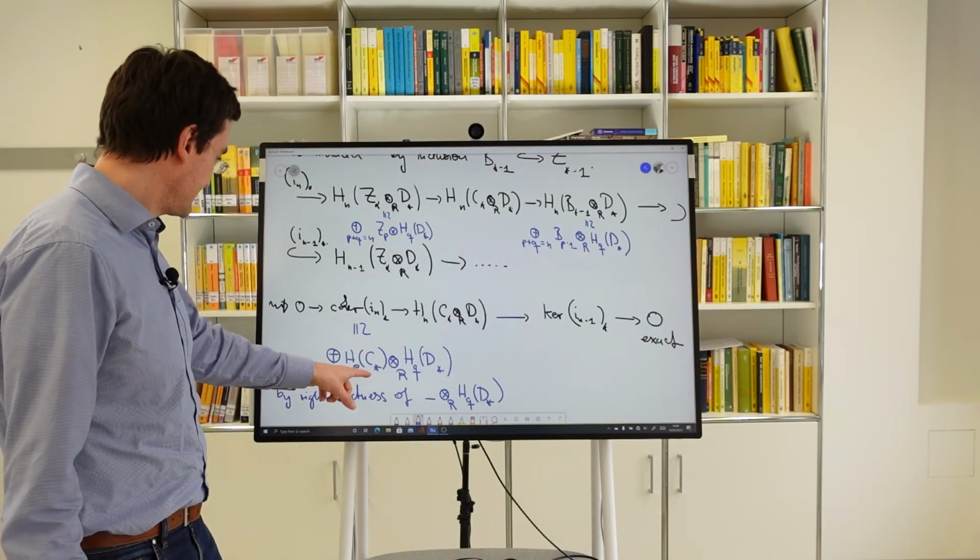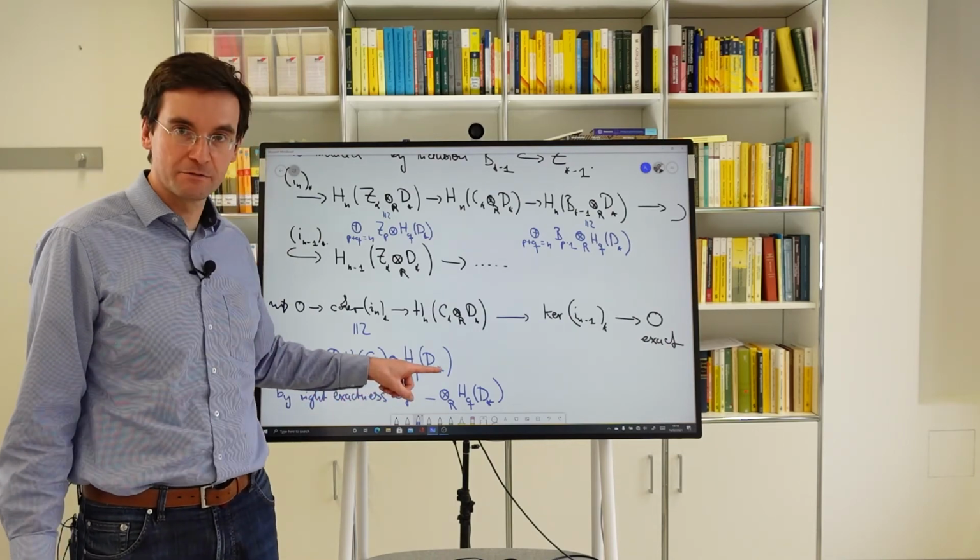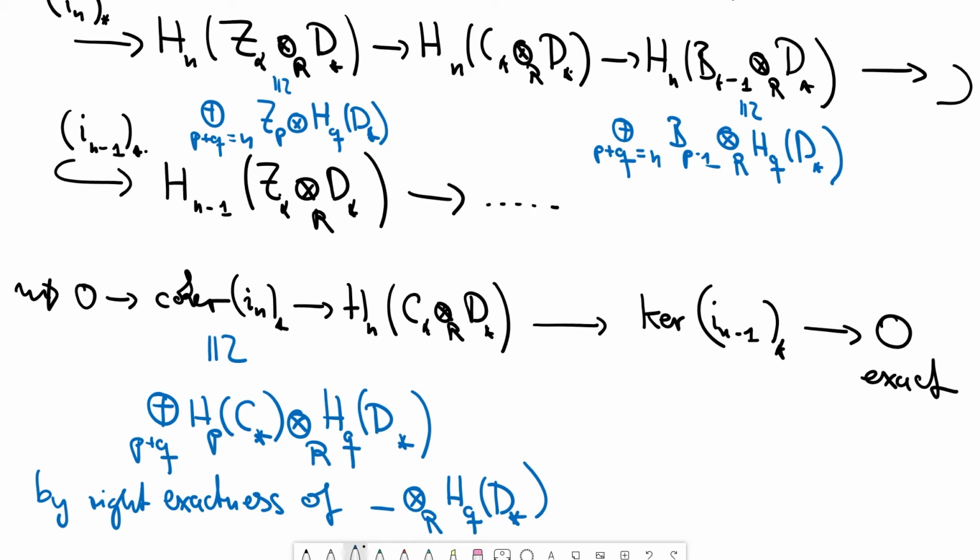But this is exactly what you see here. It's the homology of C star, tensor HQ D star. So that's the identification of the left-hand side. Now, let's identify the kernel of IN minus star.